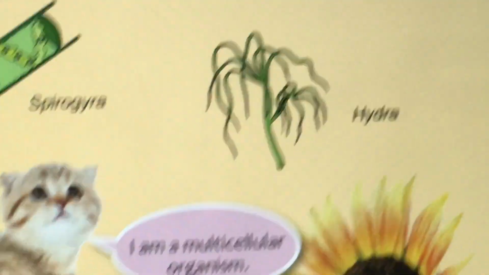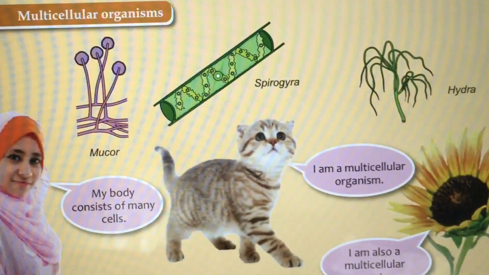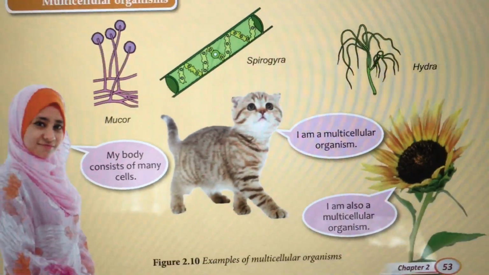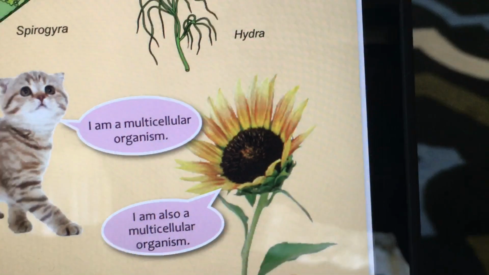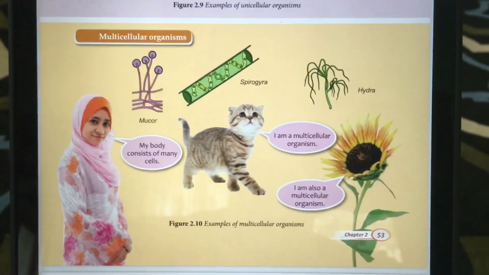Hydra is also multicellular, banyak sel. Kucing, right, cat, is also multicellular. And we have here a sunflower. All of these are multicellular.